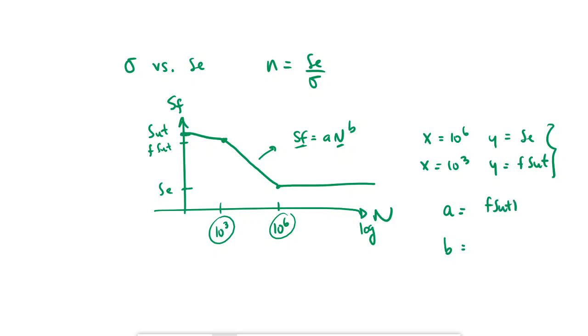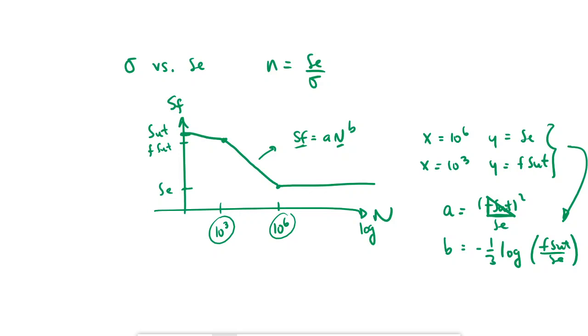So (f S_UT) squared over S_E, something like this, and then minus 1/3 of log of f S_UT over S_E. You get that from solving from this. You did that in a quiz. Again, if you forgot about that, just look at the solution.